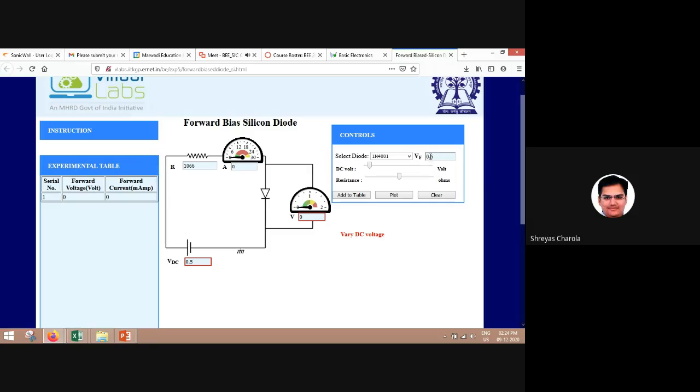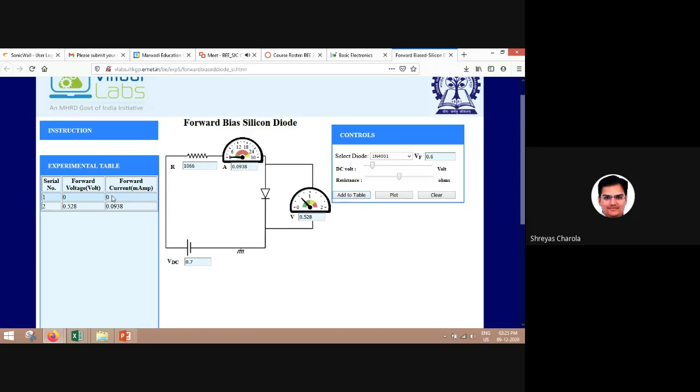Here see, till 0.6 you will not get a current. At 0.6 volt, there is no current inside the circuit and the voltage across the diode is 0. If you just increase from 0.6 to 0.7, see here, you get a current and a voltage. This is what you need to observe.